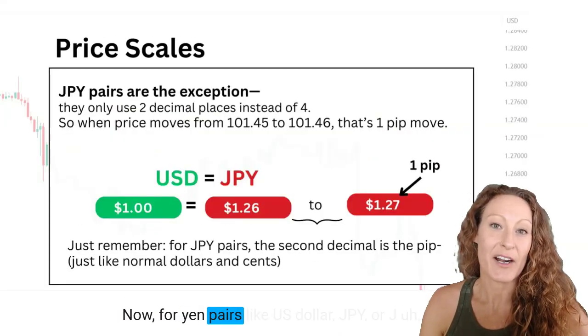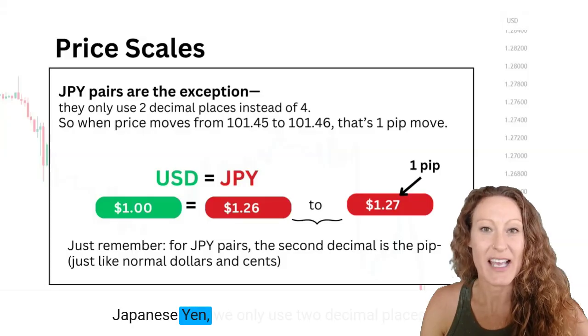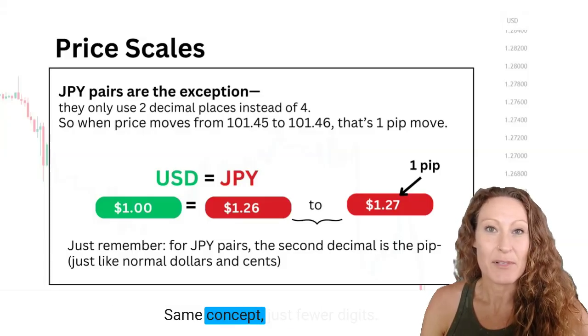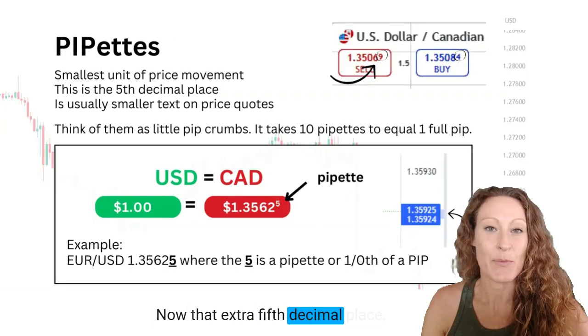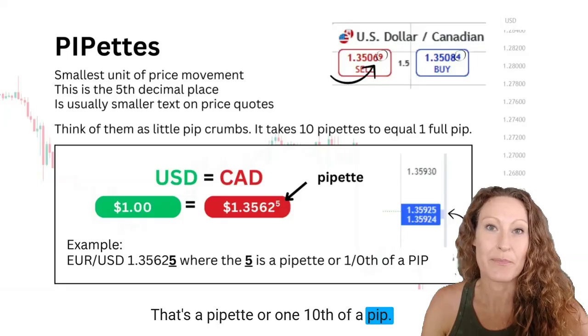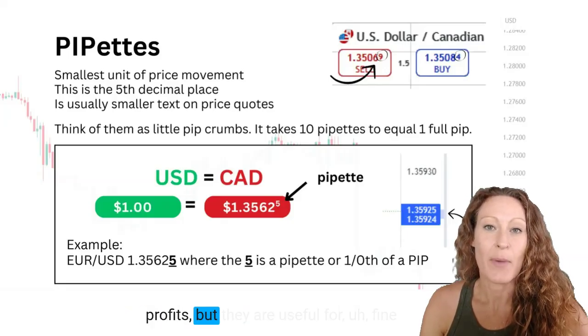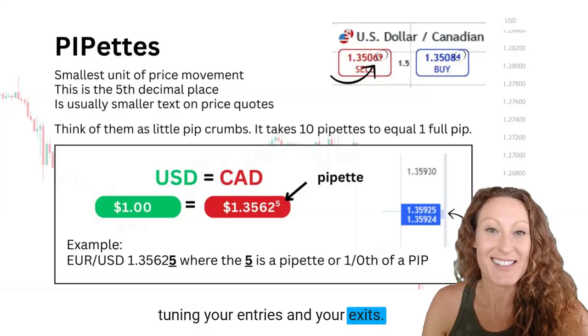Now for yen pairs, like US dollar, JPY, or Japanese yen, we only use 2 decimal places. Same concept, just fewer digits. Now that extra 5th decimal place, that's a pipette, or 1/10 of a pip. And we don't use pipettes when calculating profits, but they are useful for fine-tuning your entries and your exits.